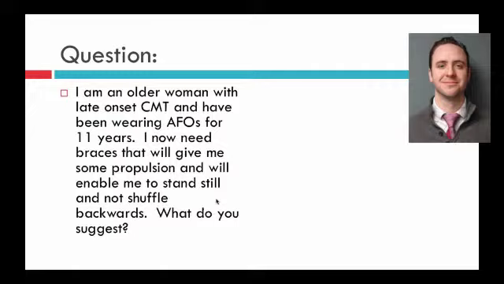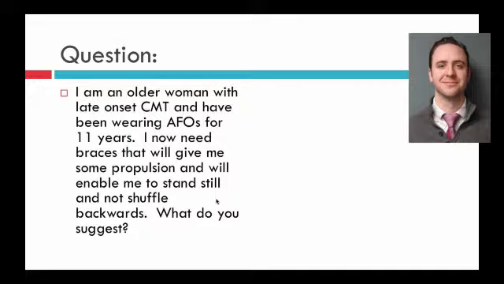I'm an older woman with late onset CMT and have been wearing AFOs for 11 years. I now need braces that will give me some propulsion and will enable me to stand still and not shuffle backwards. So there's a little bit of a paradox, also stable. So in general, that's why we use carbon fiber bracing.